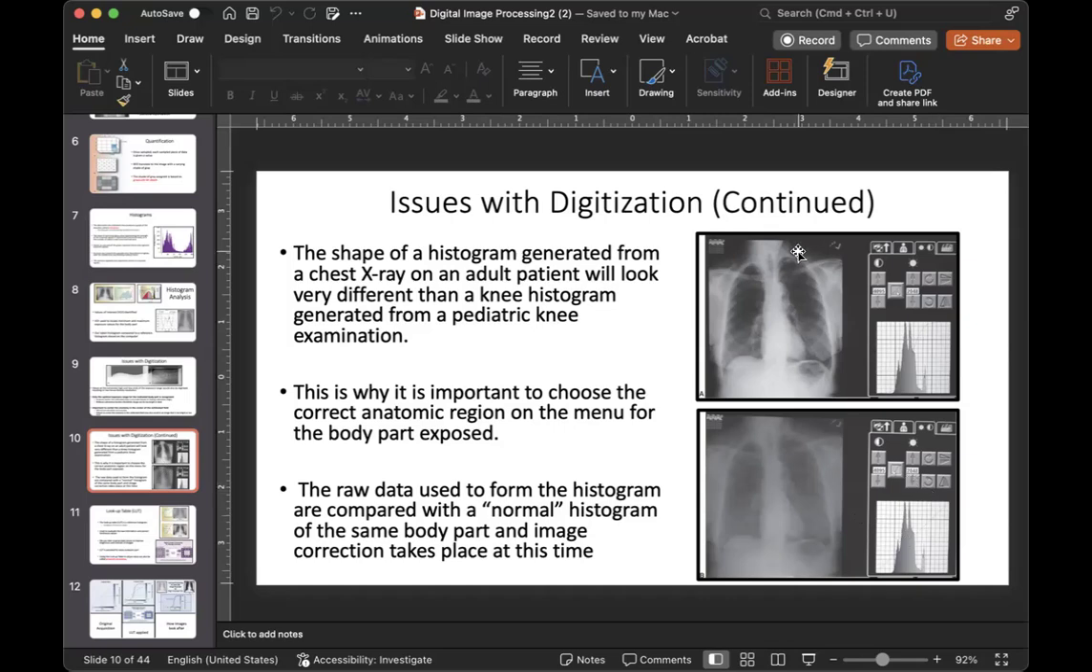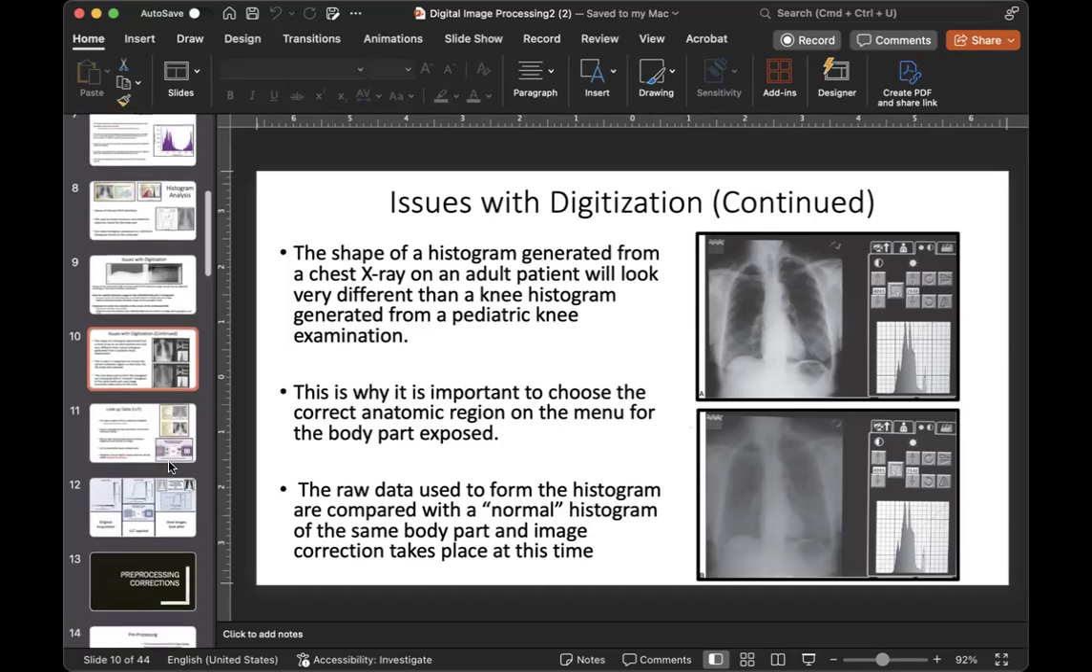And that's what's showcased here. A chest x-ray is run here. A chest x-ray is run here. The bottom one, a pediatric knee filter is run. And so you can notice the difference, right? And so that's why it's important that we select the proper values when we are creating our images.